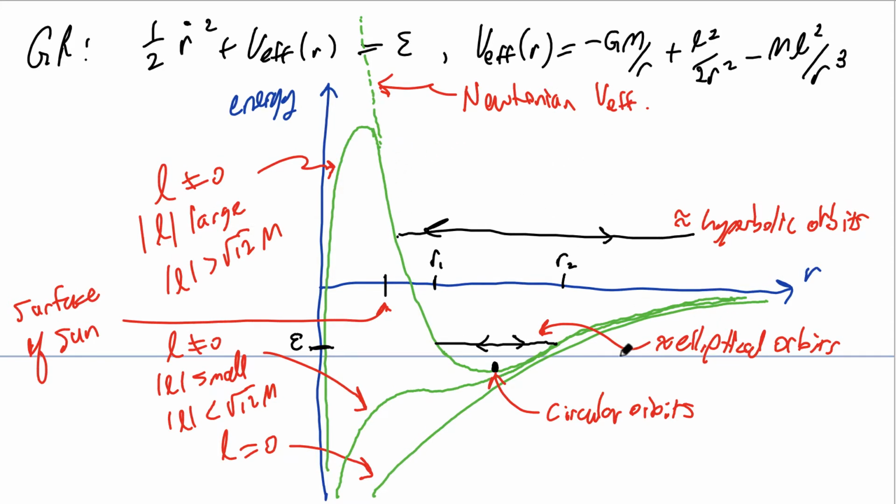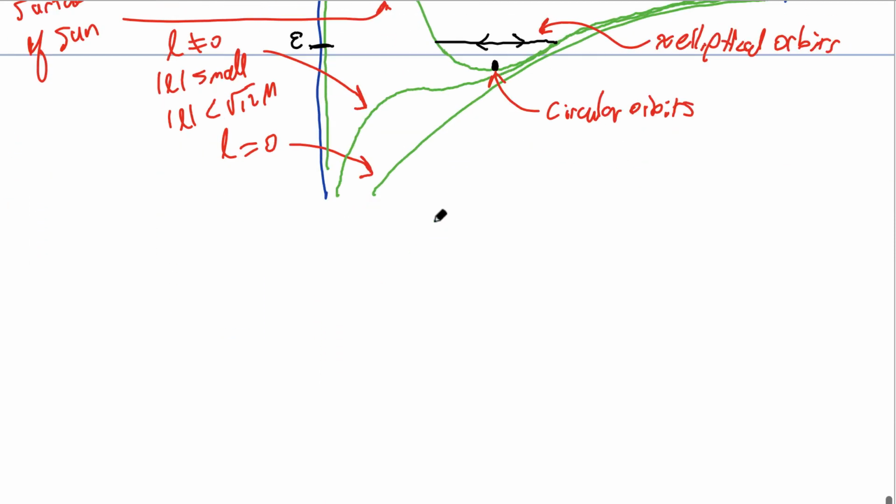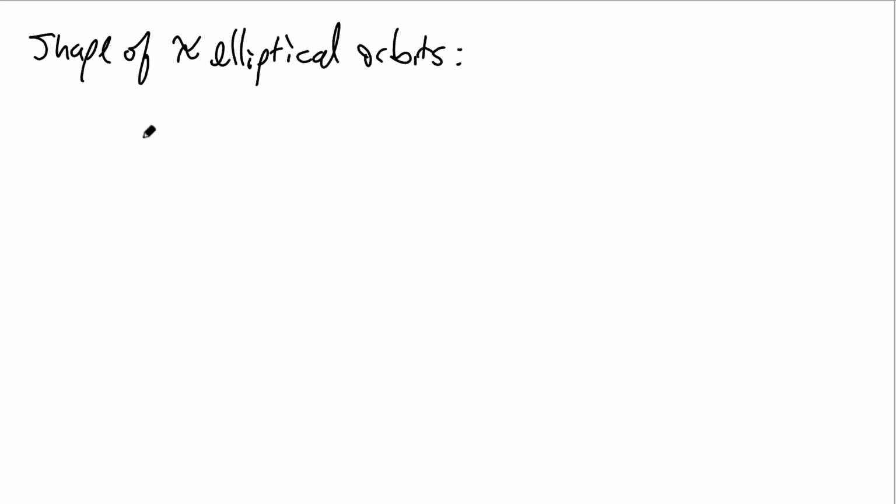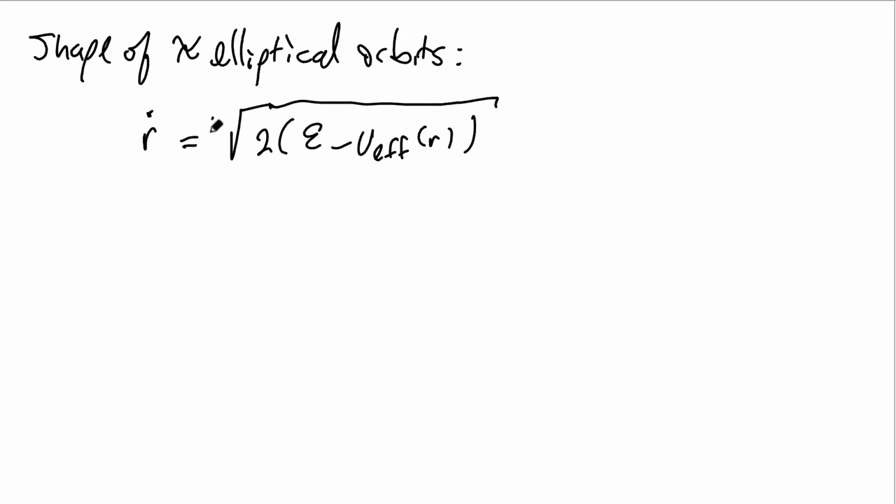Now let's compute the shape of these nearly elliptical orbits. We can start by solving the energy equation for r dot. So r dot is equal to the square root of 2 times the energy minus the effective potential, which is of course a function of r. And that's either plus or minus square root, depending on whether the effective particle is moving outwards or inwards. And we also have the equation for phi dot, which is L over r squared.